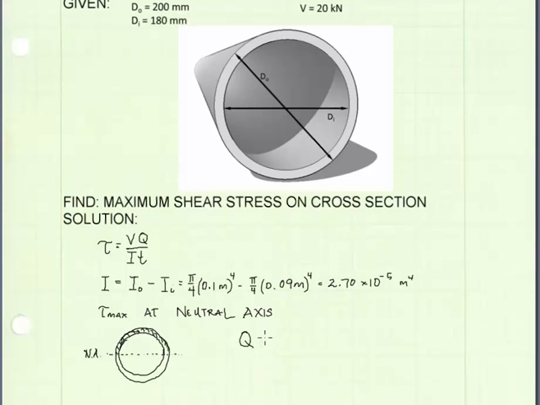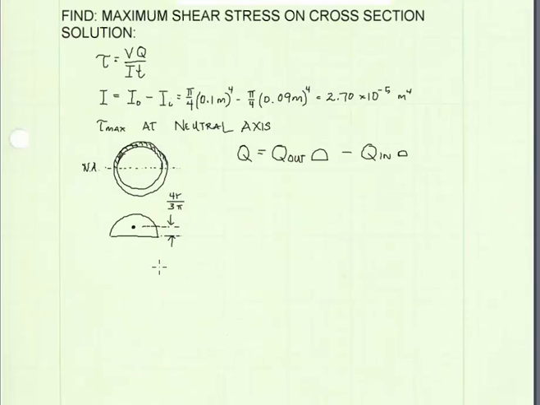To simplify this problem, I'm just going to find Q is equal to Q of the outer semicircle minus Q of the inner semicircle. Reference materials on geometric shapes will give us the location of the centroid of a semicircle, and it's equal to 4r divided by 3 pi up from the bottom of the semicircle as shown.